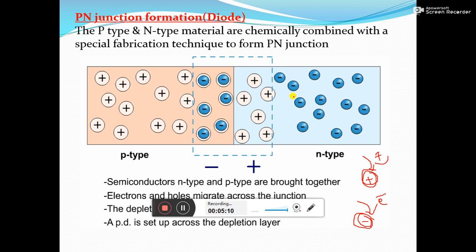Similarly, whenever an electron tries to move from n-type to p-type material, it may cross the junction, but whenever it comes near this layer, the negative immobile ion layer tries to repel these electrons and stops the further movement of electrons. Like this, as soon as this immobile ion layer is formed near the junction, the diffusion stops. There is no further movement of charge carriers from p-type to n-type or n-type to p-type.